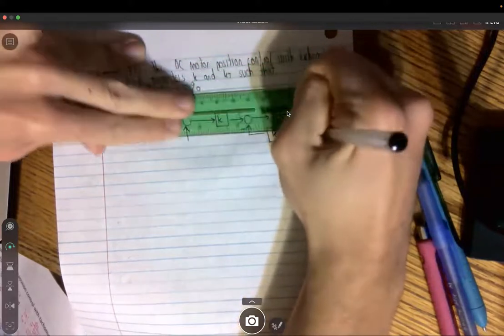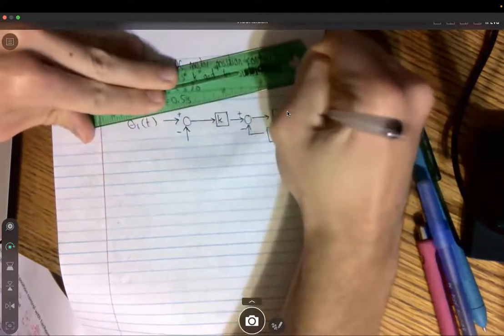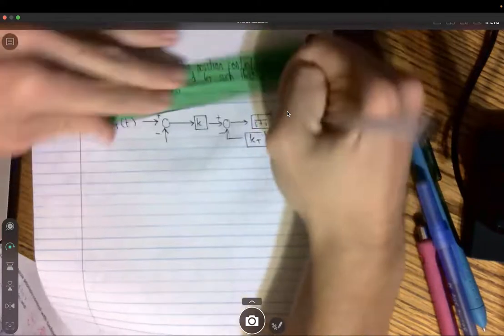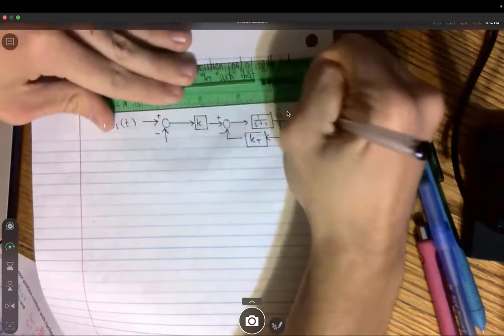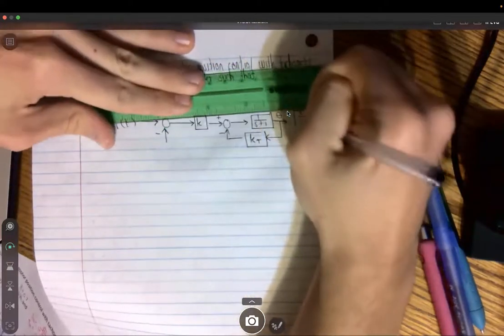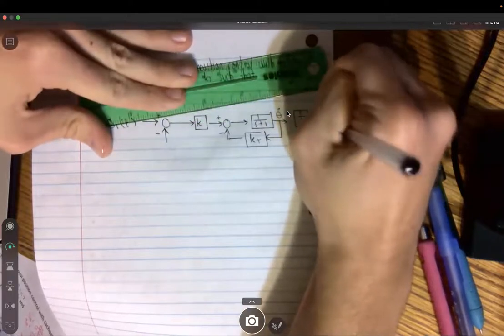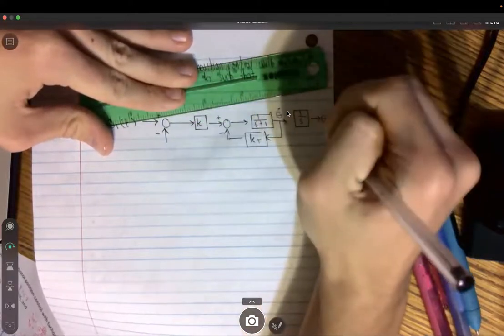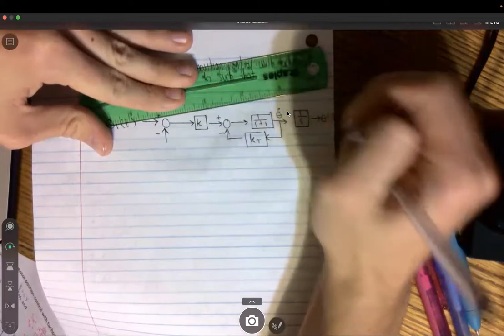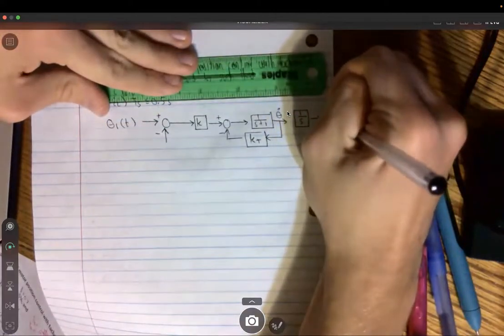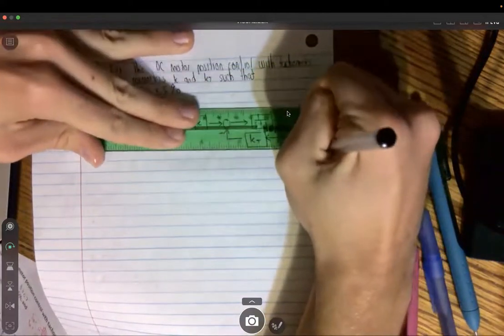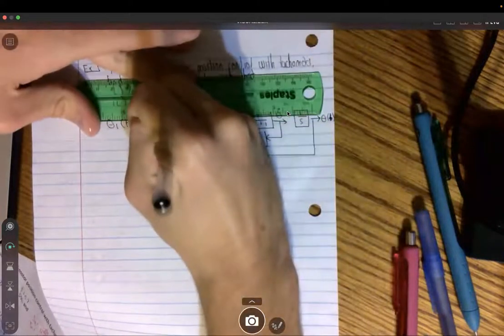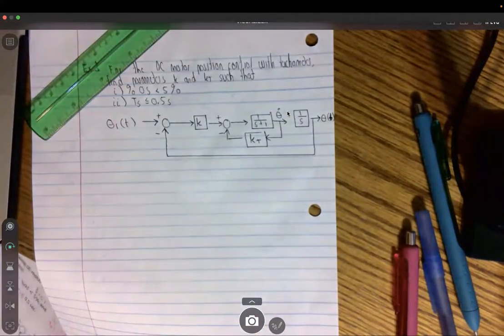And then here, the output is theta dot, so derivative. And then we have 1/s. And then our output's going to be theta t. Sorry, theta t, my bad. And then this is a feedback system here as well. Okay, so there's a lot here to look at specifically.